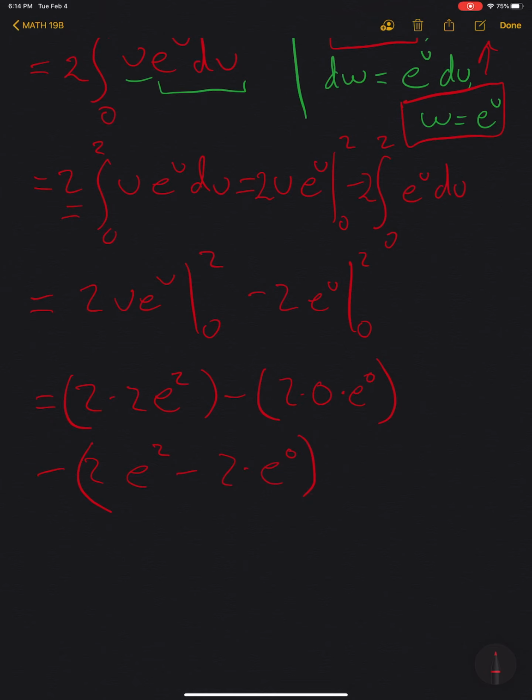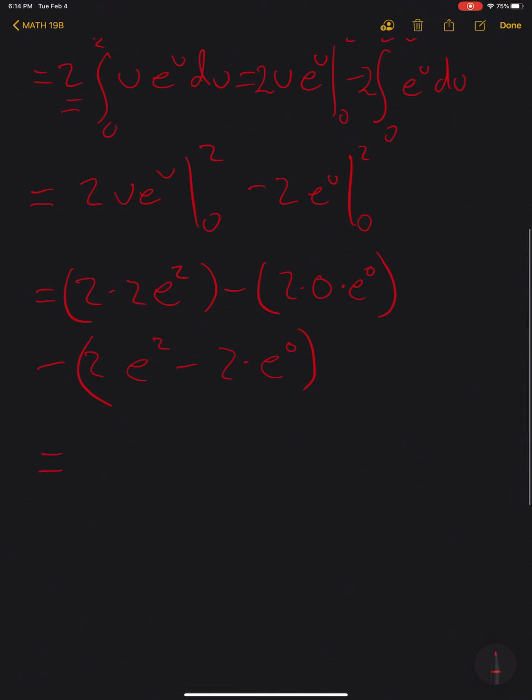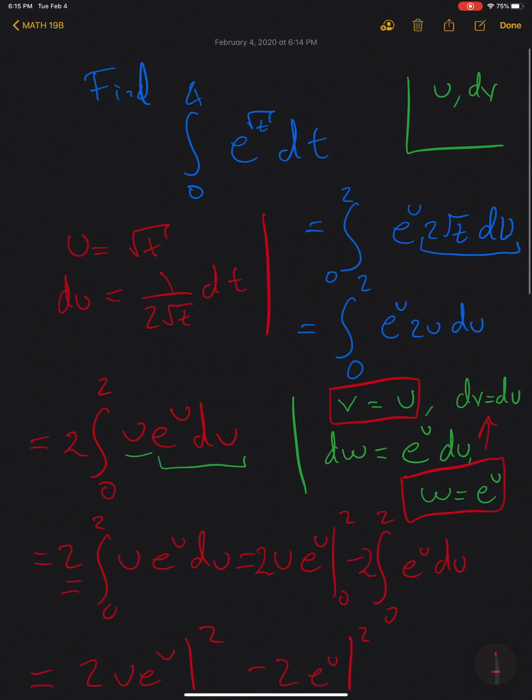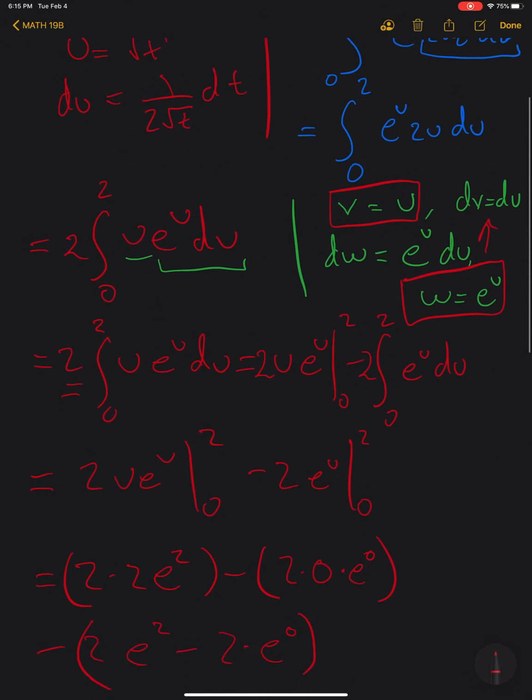So I'm just evaluating these numbers. Then this will give me 4e squared minus 0 minus 2e squared plus 2. And in the end, this gives me 2e to the 2 plus 2. Notice that my result is a number, so I don't have to go back into the original expression that I had. In other words, for certain integrals, we can combine different methods. And even if we don't start with an integration by parts, in the middle, we actually end up with something like that.